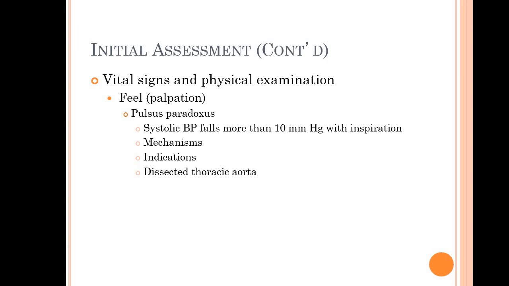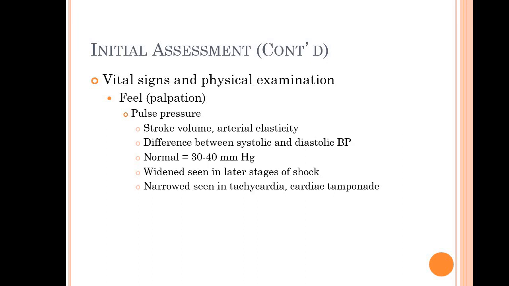Now, the pulsus paradoxus, which we talked about before, the reason you would check for that is because it is a sign of a dissected thoracic aorta. So what you would do is, when you're taking the pulse, just watch and see when they inhale, and then see if it feels remarkably different than when they exhale on the strength of their radial pulse.